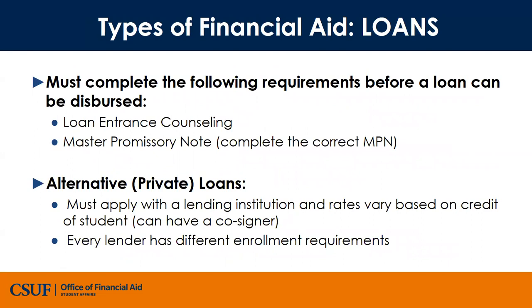If you decide to accept the loans that are offered to you that are federal loans, such as the federal direct, subsidized, and unsubsidized loan, please keep in mind that you must complete the following requirements before your loan can be disbursed. The first step is the loan entrance counseling, and the second is the master promissory note. Both of these steps can be completed on studentaid.gov.